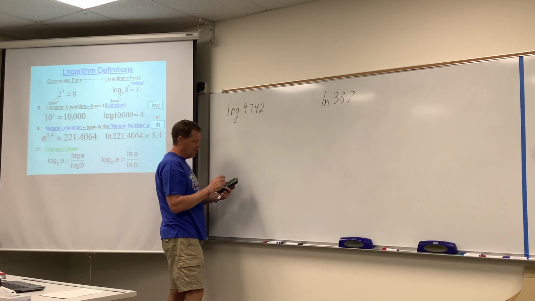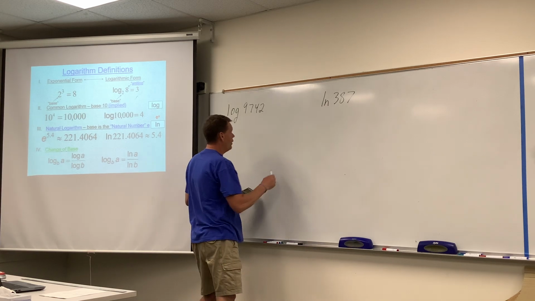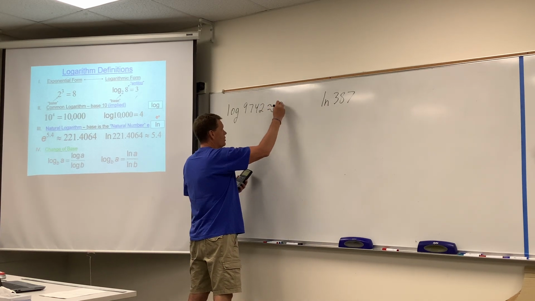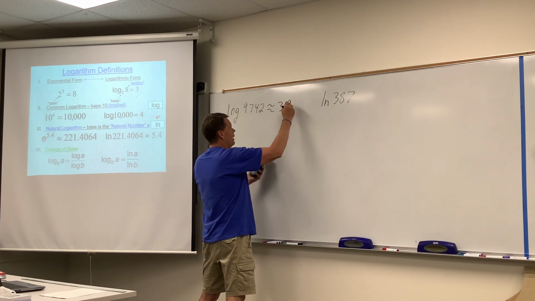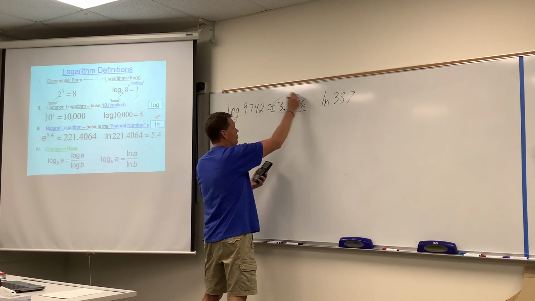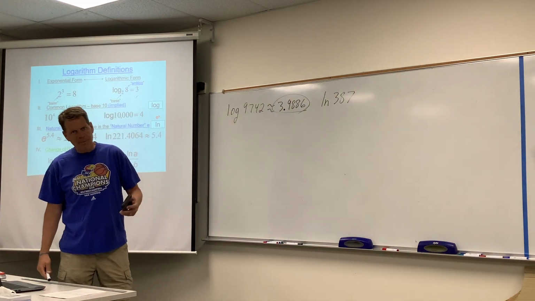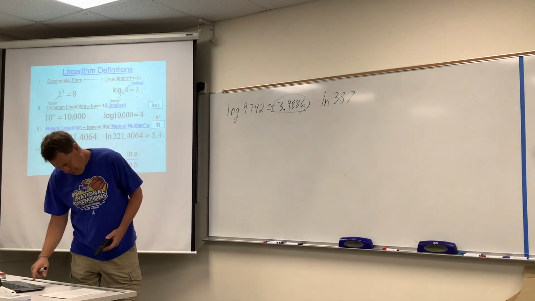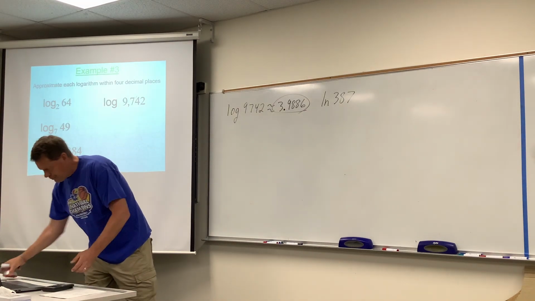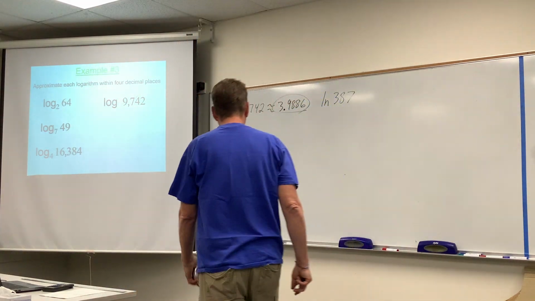Hit the button that says log. Log 9742. Boom. Don't overthink it. I believe the instructions were 4 decimal places, so that'll be 3.9886. Boom. Button. LOG. No change of base required. It was common to begin with. All right. Don't overthink it. That was easy. It was almost too easy.